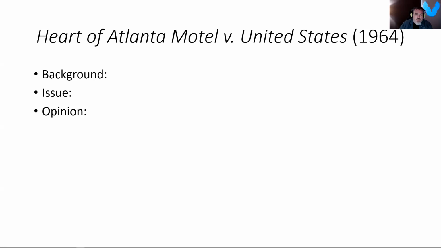Like the individuals who were involved in this case, the hotel itself did business almost exclusively for individuals who were traveling. So Title II of the Civil Rights Act of 1964 forbids racial discrimination in all sorts of public accommodations if their operations affect commerce. In this case, the Heart of Atlanta Motel exclusively served white clientele. They refused to serve African Americans.